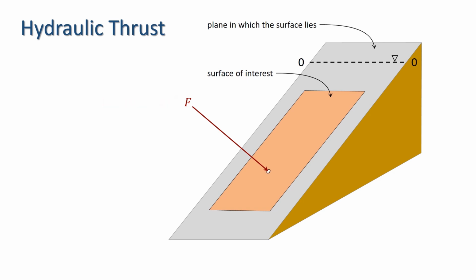The point of application of the hydraulic thrust is called the centre of pressure, and we usually denote it C. The centre of pressure is defined as the point of application of the hydraulic thrust F, which produces the same rotational momentum effect around the axis OO as the distributed hydrostatic pressure over the surface of interest.